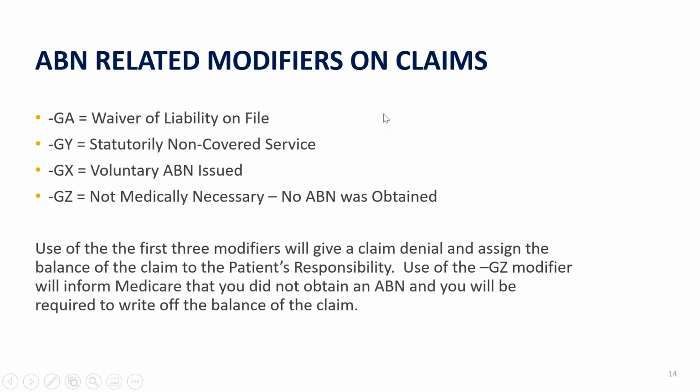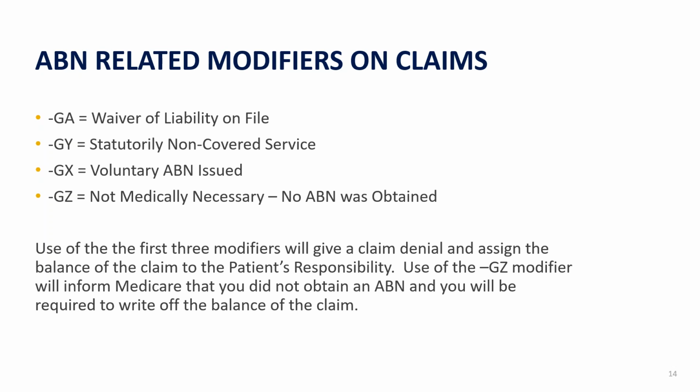On the claim, these are the modifiers that relate to ABNs. So you have modifier GA, which is a waiver of liability. GY is a statutorily non-covered service. GX means that a voluntary ABN was issued for a statutorily non-covered service. And GZ means not medically necessary, and you did not obtain an ABN.